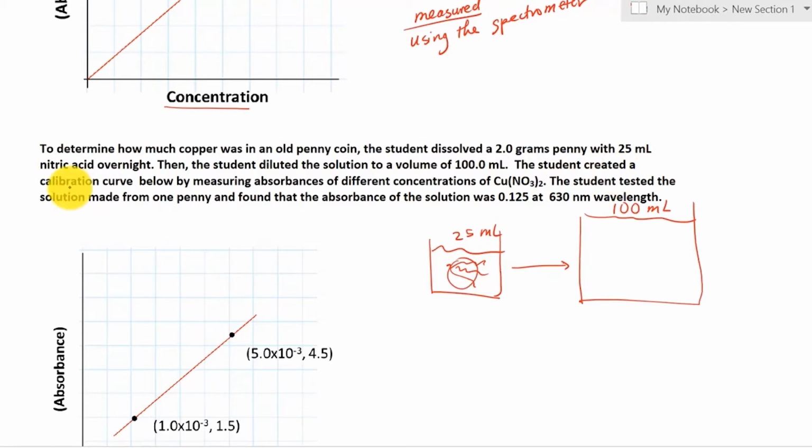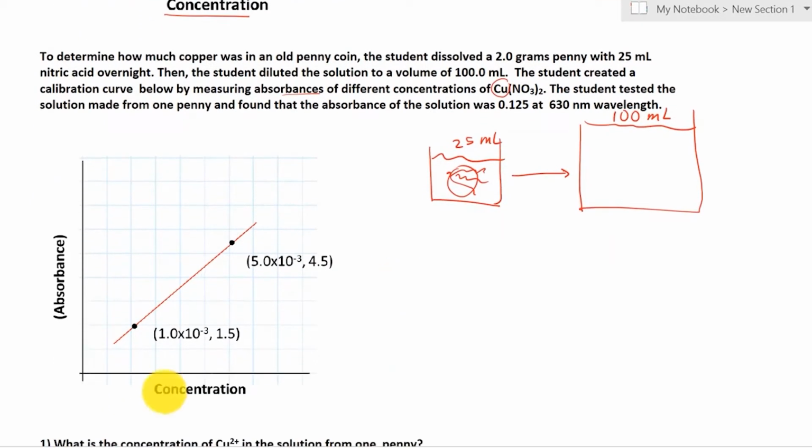The student created a calibration curve, okay? Below is the calibration curve, made by measuring absorbances of different concentrations of copper nitrate. Notice how this is the same copper as in the penny. And we can control the concentration of copper nitrate to whichever we want. And that's how we create this calibration curve. The student tested the solution made from one penny. This is the one that's being tested, okay? And found that the absorbance of the solution was 0.125 at the wavelength of 630 nanometers.